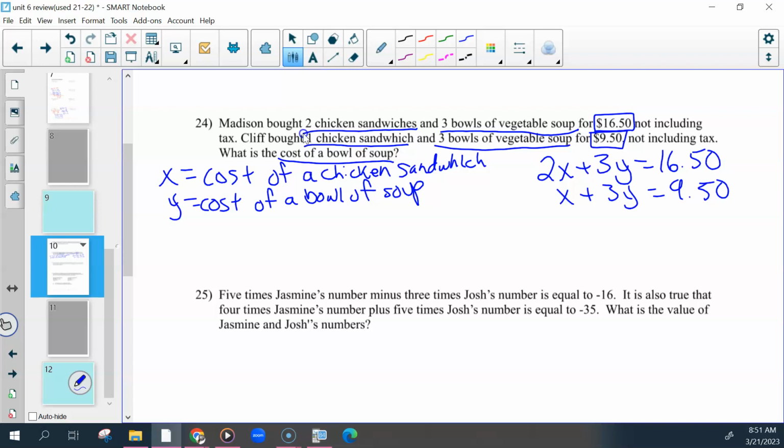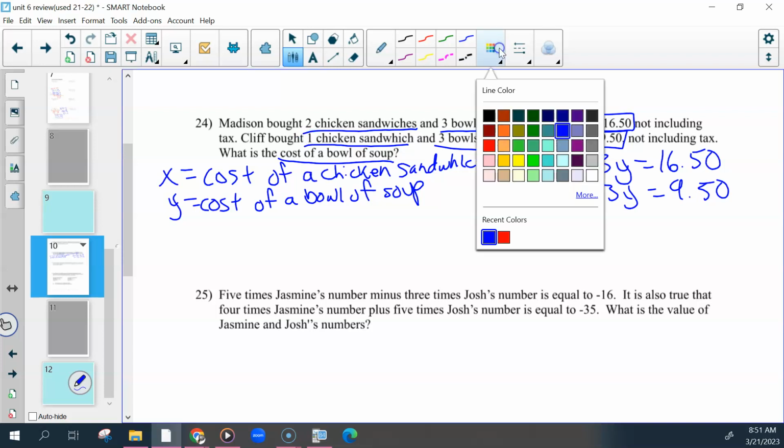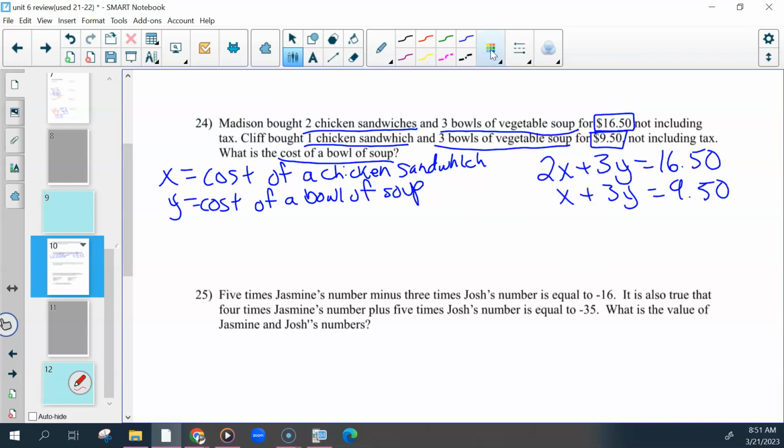Okay, so we have our equations now. Now we need to pick a method and solve. Which method would work best for what we have? Because we already have common coefficients. So would we add these together or subtract them? Now, as we're subtracting, we're going to end up solving for x and have to go back and solve for y, but that's okay. So this would give us x, these would cancel, this would be, what's 1650 minus 950? So we know the cost of x, now we have to go back and find the cost of y.